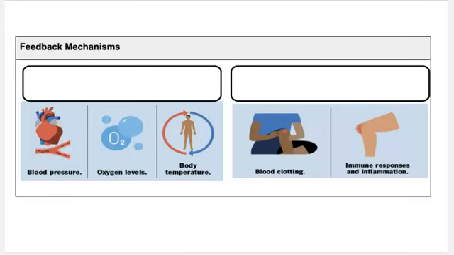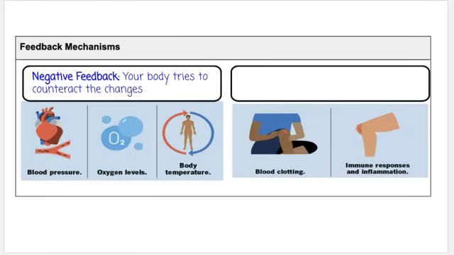Next, we have feedback mechanisms. Let's talk about how your body actually fixes these changes. So there are two types of feedback. There is negative feedback and positive feedback. Negative feedback is the most common. This is when your body works to reverse a change and bring things back to normal. For example, if your body temperature goes up, you sweat to cool down. If your oxygen levels drop, you breathe even faster. If your blood pressure changes, your body adjusts it. Negative feedback is all about balance.